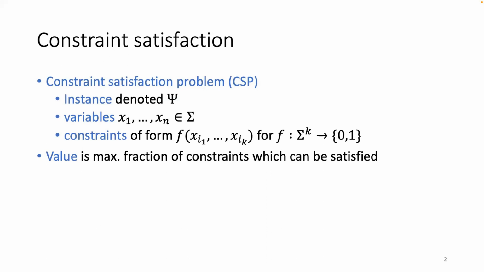The general goal here relates to the value of an instance, which is the maximum fraction of the constraints that can be satisfied by any assignment of the variables to values or symbols in the alphabet. Given a description of an instance, you want to estimate the value of the instance, so you want to estimate the value of the best assignment.